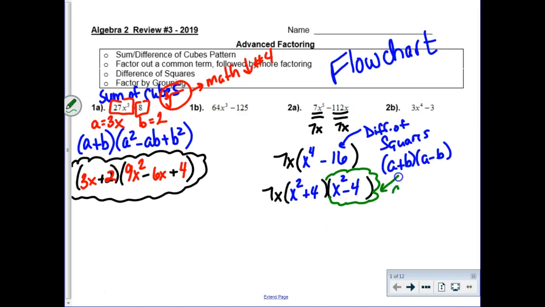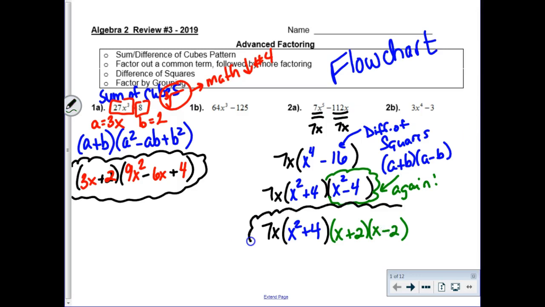Alright, so this is a triple layer factoring question. So the 7x stays in front. The x squared plus 4 is not going to change. You can't factor that one any further, because there's no such thing as the sum of squares without imaginaries. But x squared minus 4 factors into difference of squares again, meaning it's x and x, and then a plus 2 and a minus 2. So that was an incredibly challenging question. A little perseverance on your part there, guys, so be careful.